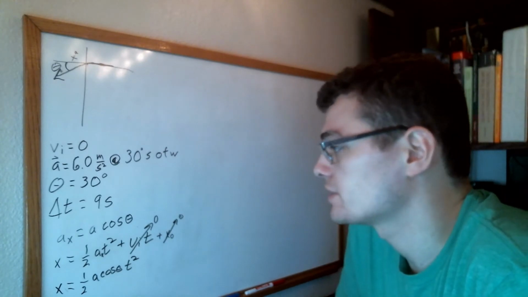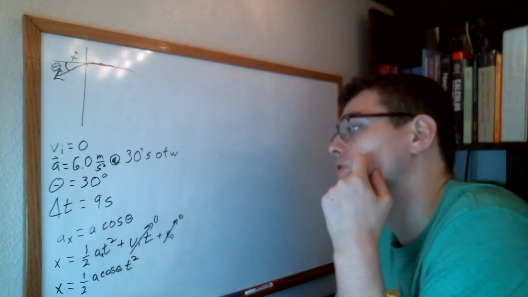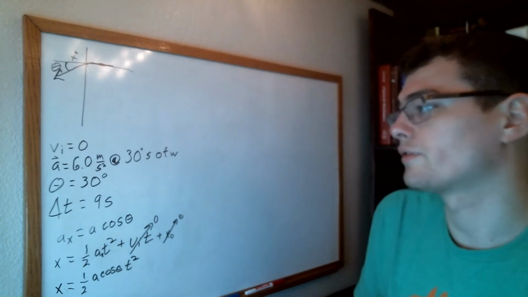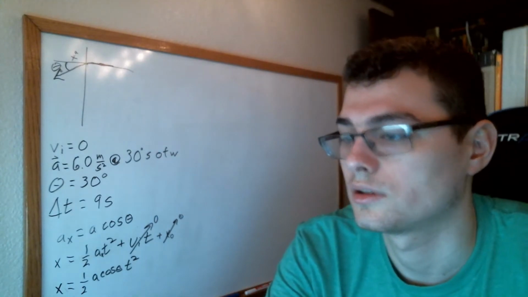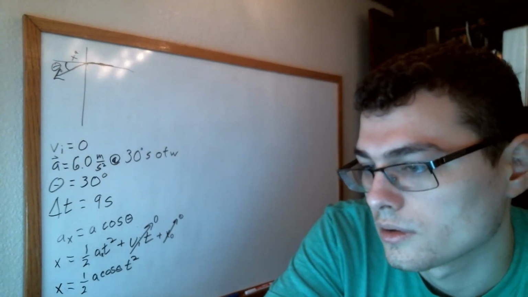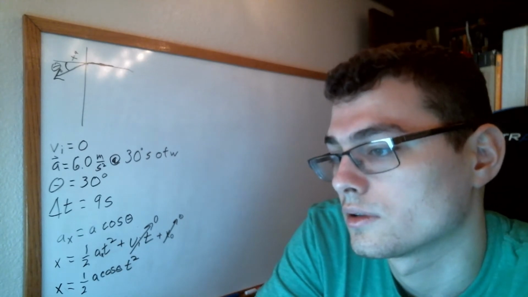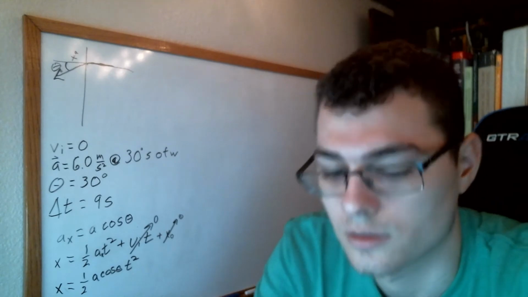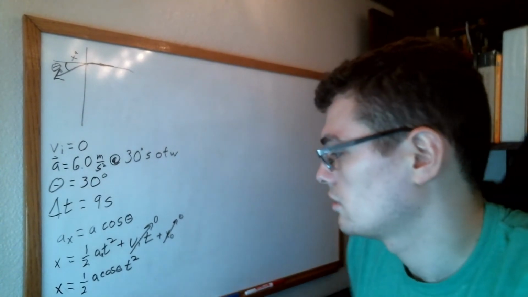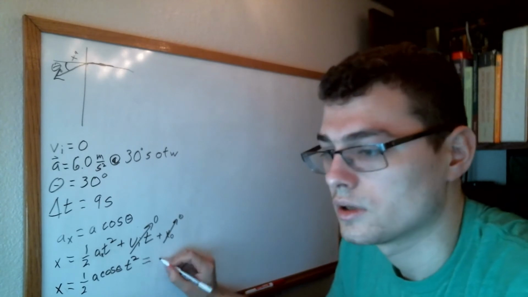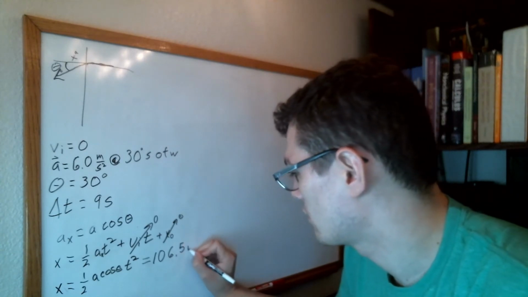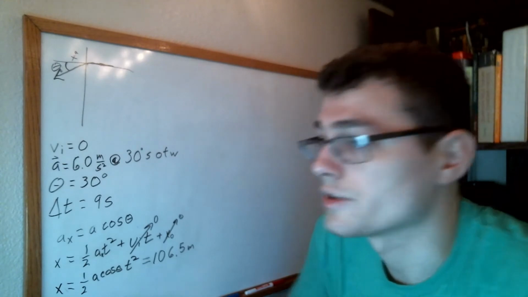Time is 9 seconds. That's 81 seconds squared times 6, which is going to be 486, divided by 2 is going to be 243. 243 times cosine of 30 is, let's see what the cosine of 30 is. It's going to be square root of 3/2, okay. So we just need to multiply that by 123, and then we are done. So that's going to give us 106.5 meters. Okay, so that part of the problem is now done.